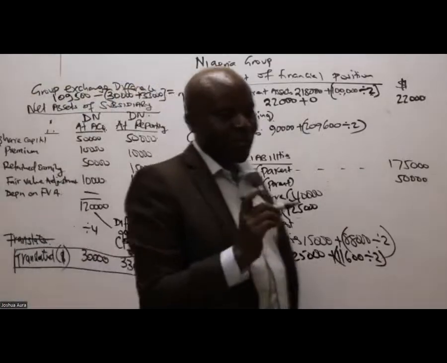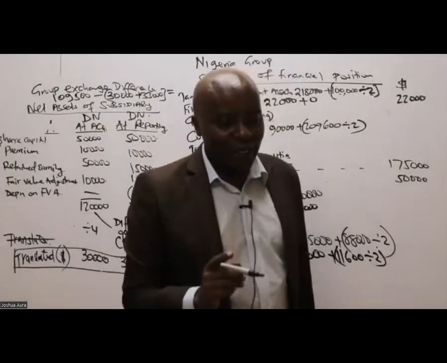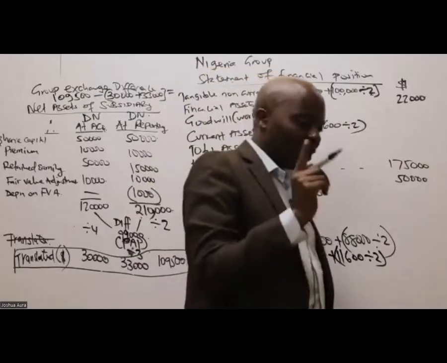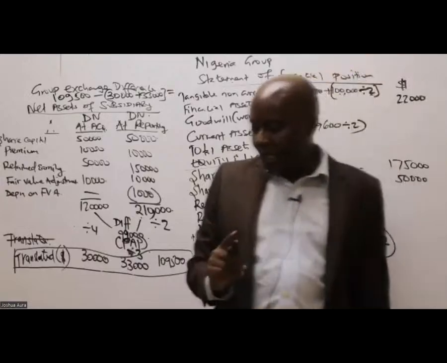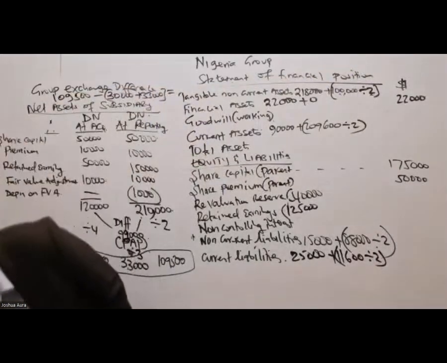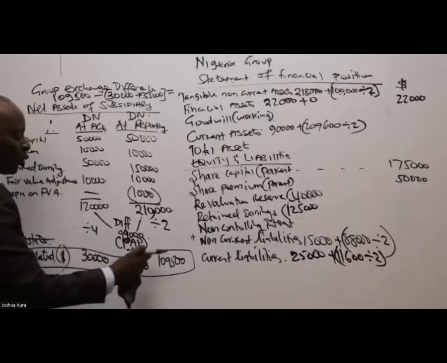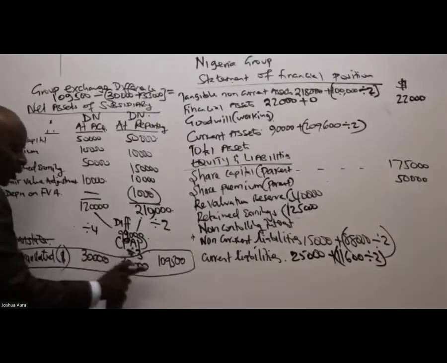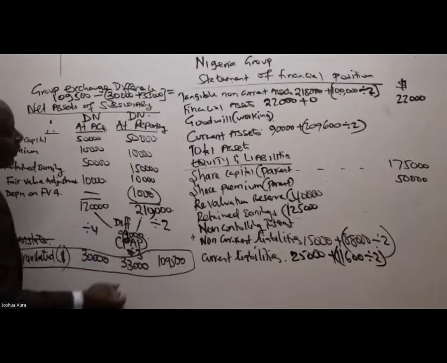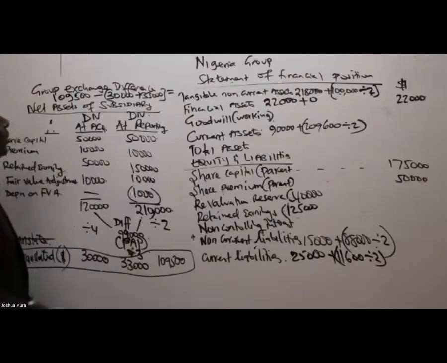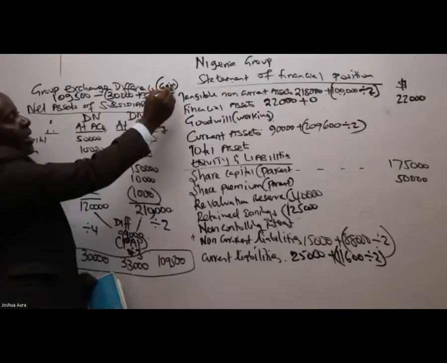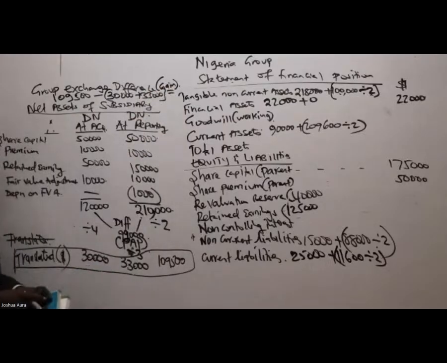The group exchange difference is 46,500. 46,500 is the gain in translation. It's a gain because we took the closing minus the sum of these. We expected the sum to be 66, but it has given us something more. So, ladies and gentlemen, this group exchange difference is a gain. A gain over how much?